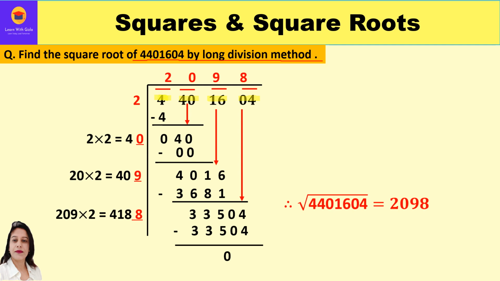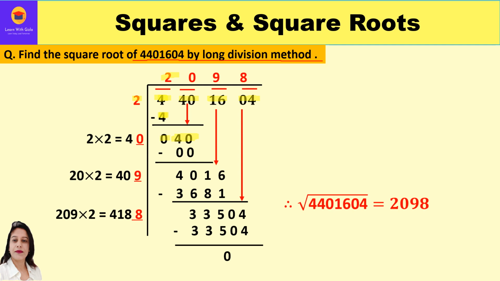Now we take the leftmost period, that is 4, and think of the largest number whose square is less than or equal to 4. Clearly it is 2, since 2 into 2 is 4. We write the product 4 over here and find the difference: 4 minus 4 is 0. Now bring down the next period, that is 40. This is our new dividend which we have to solve.